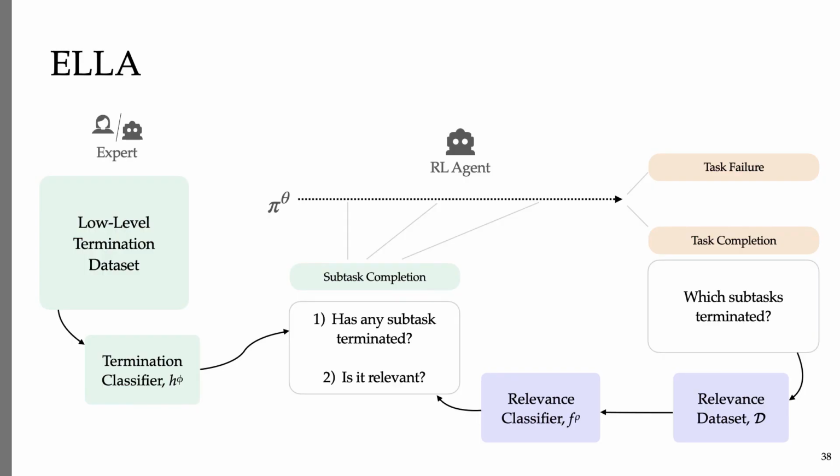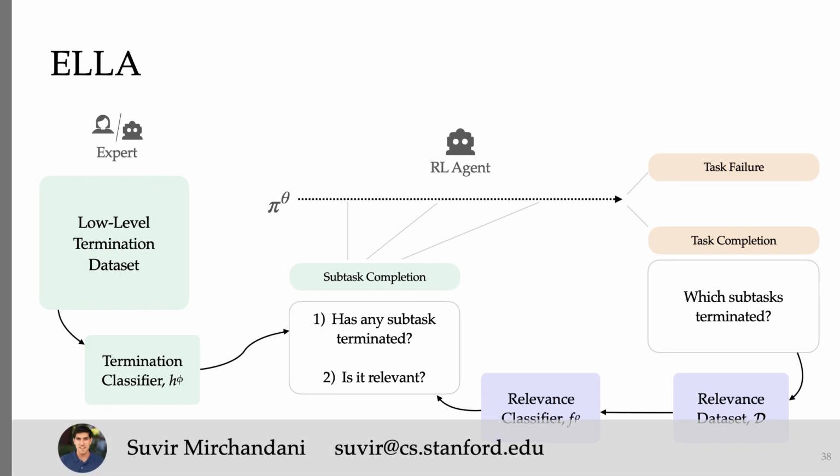To summarize, Ella is a framework for abstraction-based reward shaping for instruction-following agents that guides exploration towards relevant subtasks. We're excited about the idea of scaling up to more natural interactions between humans and robots. Thank you, and please check out our paper for more details.